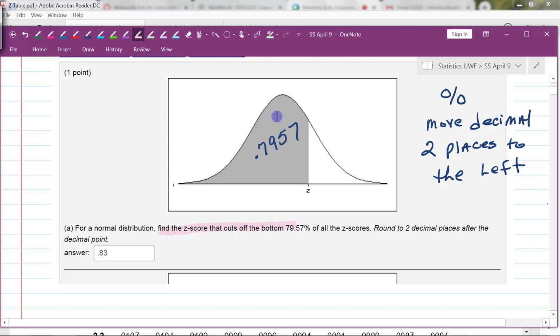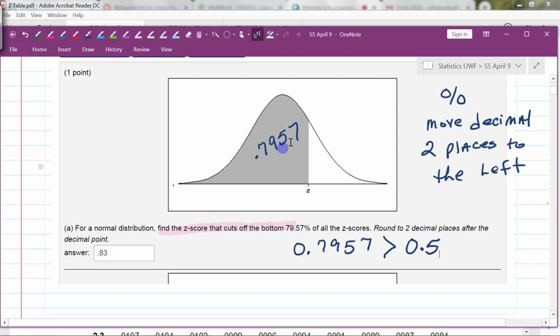Oops, I'm throwing my computer. Hold on. Let me grab my computer again. So, 0.7957 is greater than 0.5.